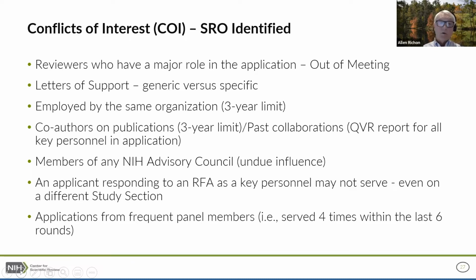All right, and then we have the whole issue of frequently serving panel members. So if a panel member has been in the particular IRG 4 times within the last 6 years, they submit an application to that study section, then they're going to be out of the meeting. So those are the kinds of things that the SRO worries about. They're the types of conflicts that are pretty well defined. You can find them doing searches, comparisons, and so on. Next slide, please.